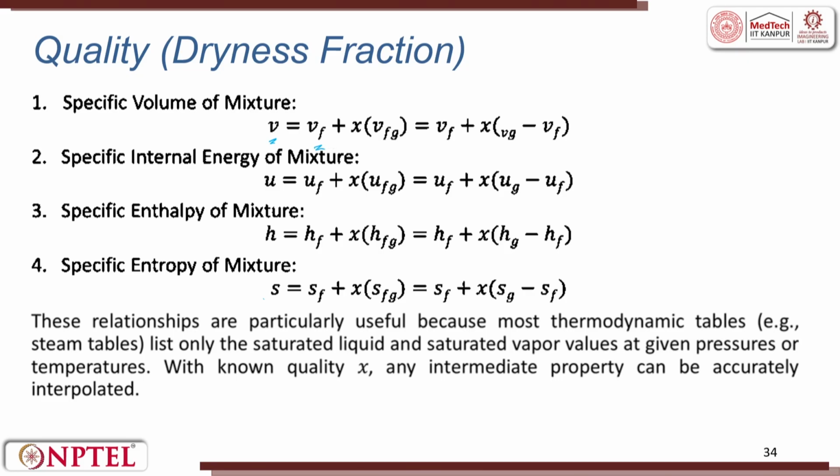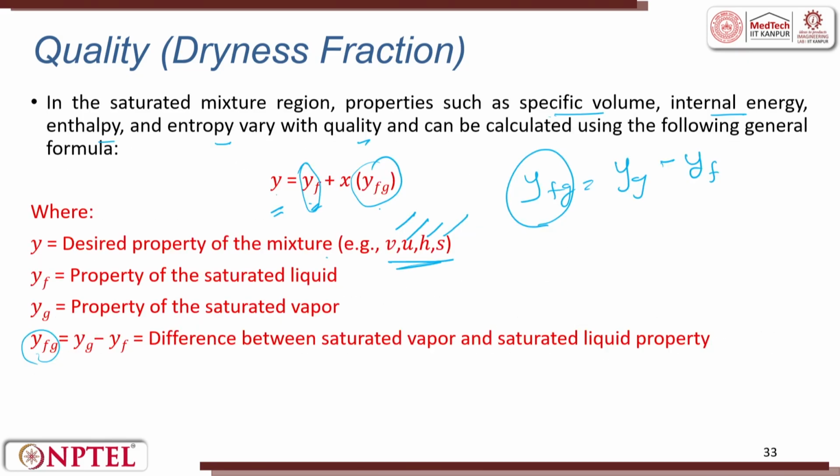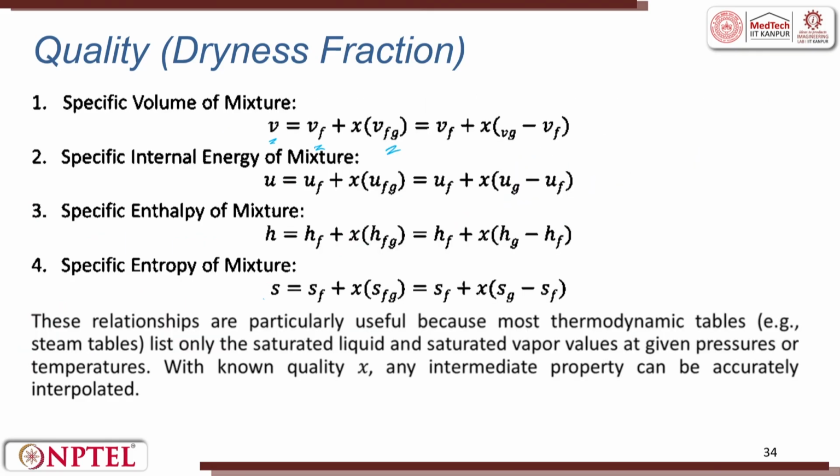So, vf is the volume, the property of the saturated liquid, and this is the difference. So, you are trying to represent it in this way. These relationships are particularly useful because most thermodynamic tables, the steam tables, list only the saturated liquid and saturated vapor values at a given pressure and temperature. So, with known quality x, any intermediate points can be calculated. That is what we are saying.